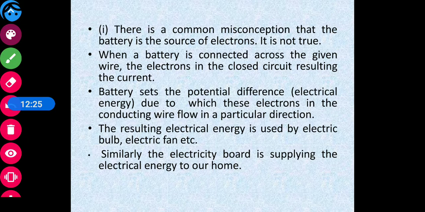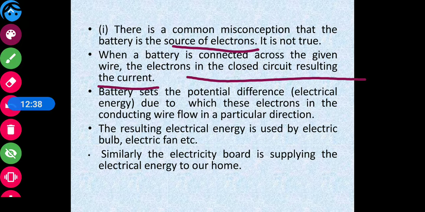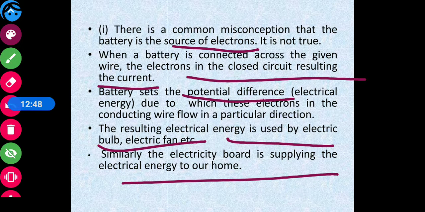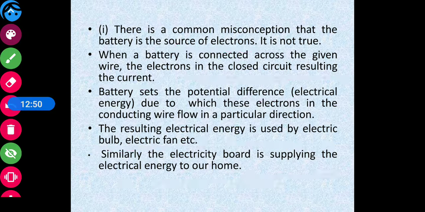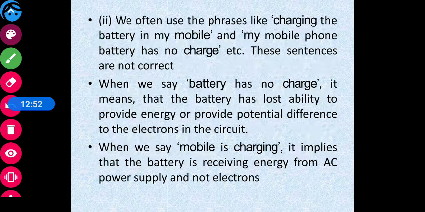There is a common misconception that the battery is the source of electrons. It is not true. When the battery is connected across the given wire, the electrons in the closed circuit result in the current. The battery sets up only a potential difference. It does not create the electrons. The resulting electrical energy is used by the electric bulb and electric fans, and similarly the electricity board supplies electric energy to our homes.